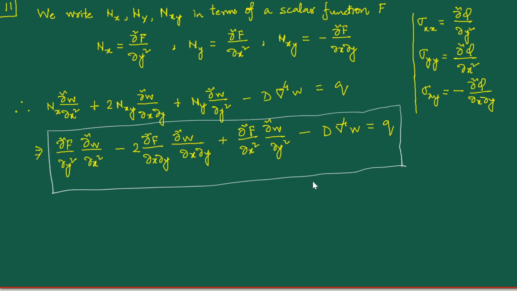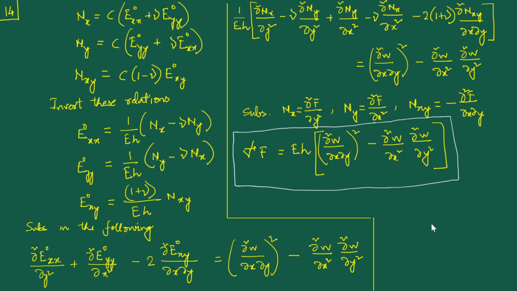So please note that this is referred to as the first Föppl-von Kármán equation, and this one is referred to as the second Föppl-von Kármán equation. So whenever we have to solve a problem where there is a possibility of some buckling, then we have to deal with both these Föppl-von Kármán equations simultaneously.